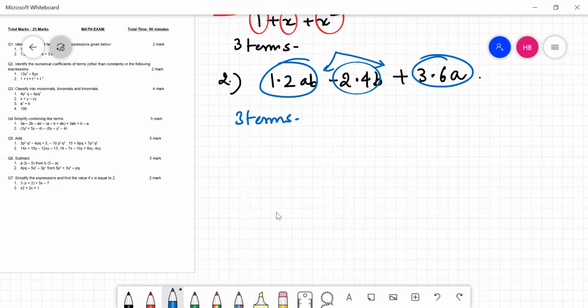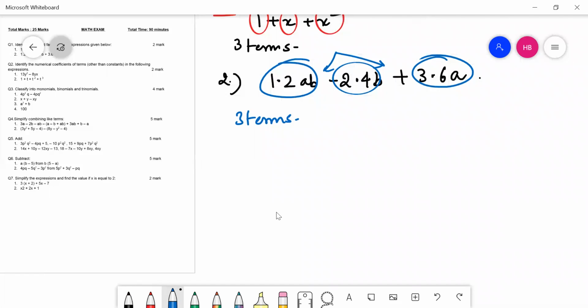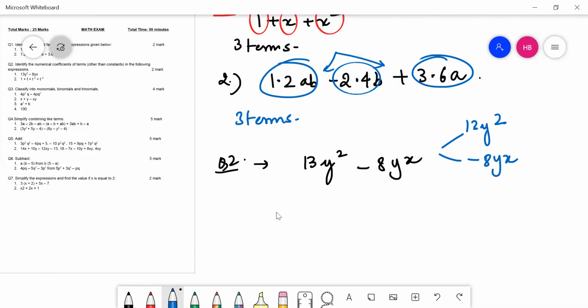Identify the numerical coefficients of the terms in the following expressions other than constants. So they are saying what we have to find in question number two. We have to identify what are the coefficients of the terms. So first of all, I have to find how many terms are there. There are two terms. What are those two terms? 13y square and minus 8yx.